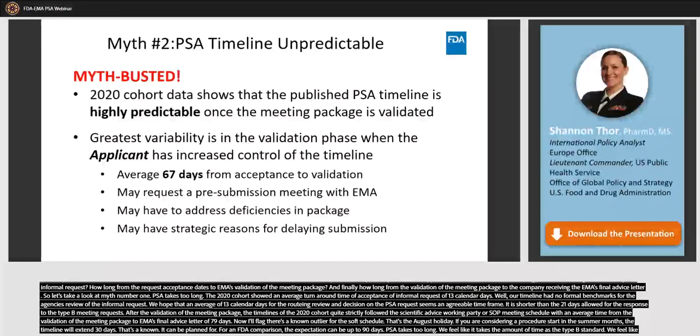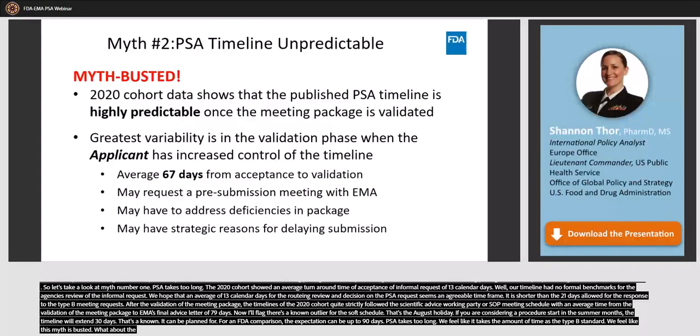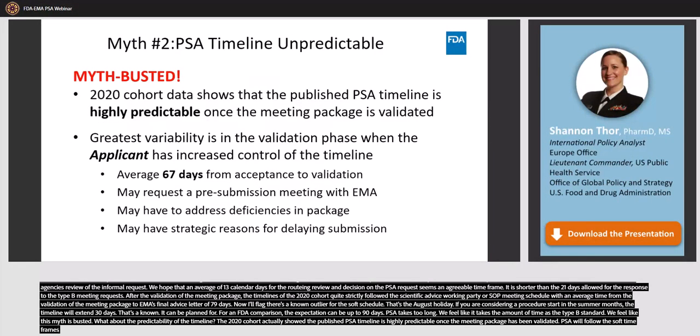So what about the predictability of the timeline? The 2020 cohort actually showed that the published PSA timeline is highly predictable once the meeting package has been validated. PSA will follow the SAWP timeframes, only being interrupted from the standard 75-day timeline if the PSA takes place over the August holiday.